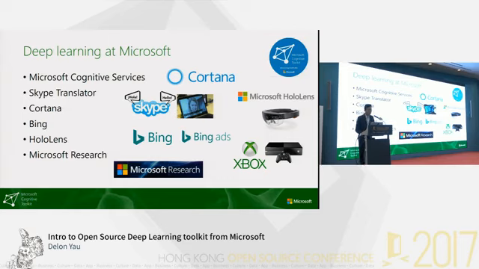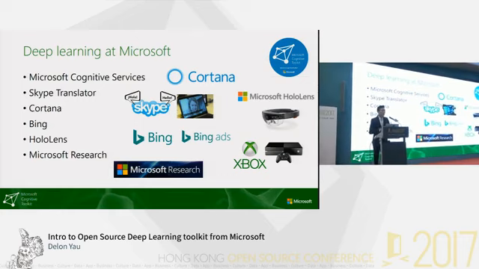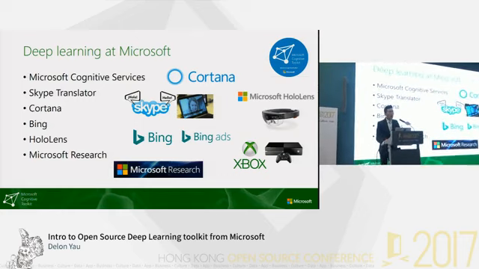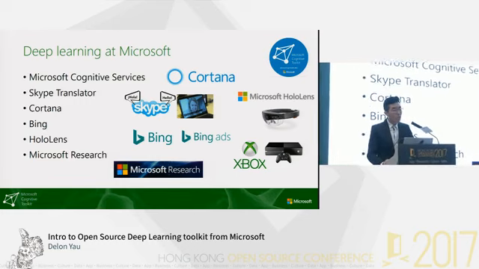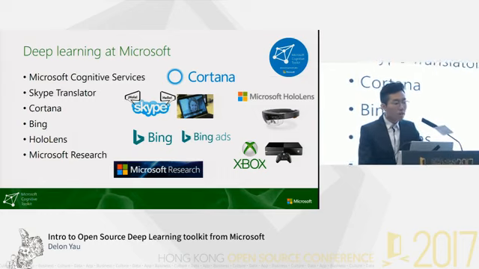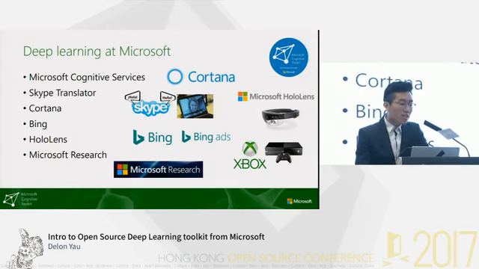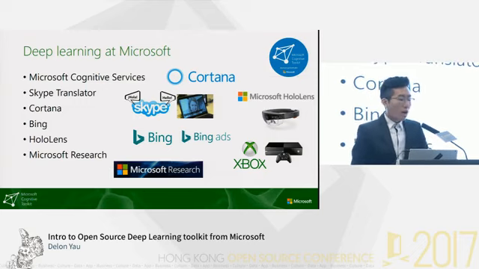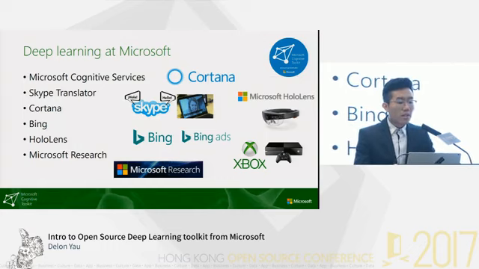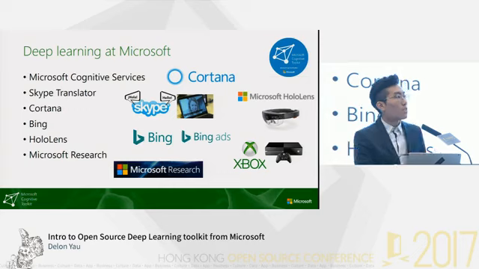So first of all, let me talk about deep learning at Microsoft. Many of our products or services are actually powered by deep learning. Here are some of our services that are powered by deep learning. As I just said, I will talk about our cognitive service APIs later on, and also our Skype Translator. I won't be doing a demo now, but you can now do real-time translation between two parties when they're doing a Skype conference call, right?